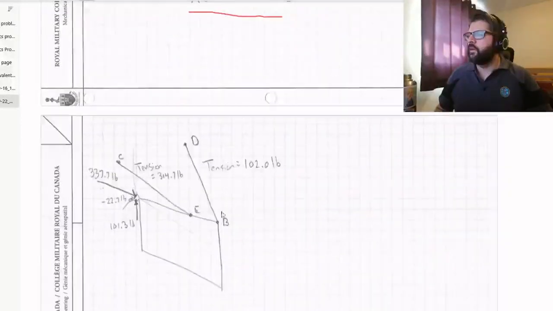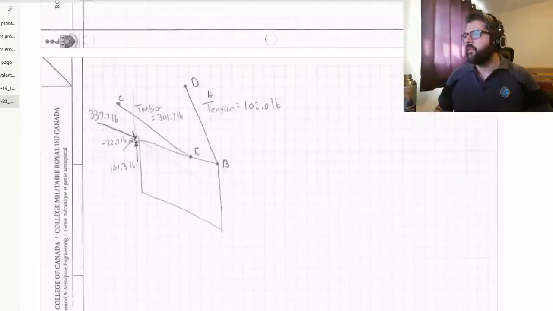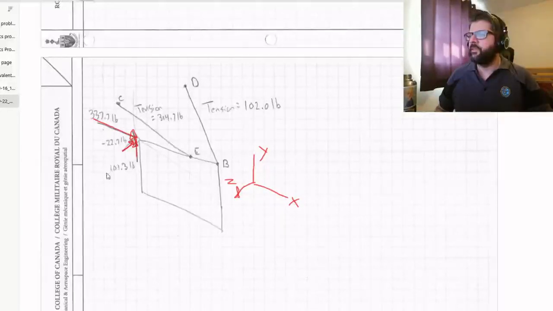So I just kind of quickly redrew the original diagram here. So we got the two tensions. We've got the positive AY reaction. You get the positive AX reaction, and you get the negative AZ reaction, pointed in this direction because the positive Z direction is this way.